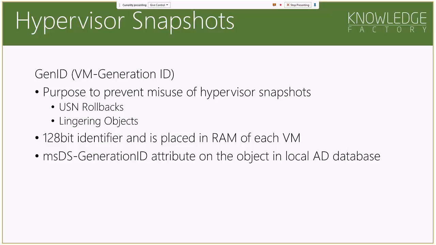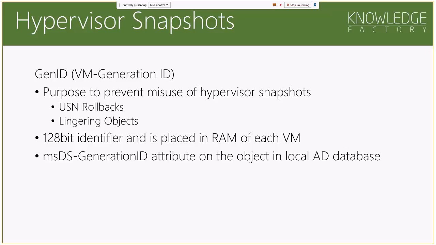A virtual DC running 2012 or later reads this value when it starts and before every write to the AD database. It stores the value of the GenID in the msDS-GenerationID attribute of its object in the local AD database. So for every write, the AD service compares the GenID in RAM with the msDS-GenerationID attribute in the AD database. If they match, no problem, go ahead. If they don't match, the DC has either been reverted to a previous snapshot or the virtual disk of the domain controller has been reused for a different domain controller.